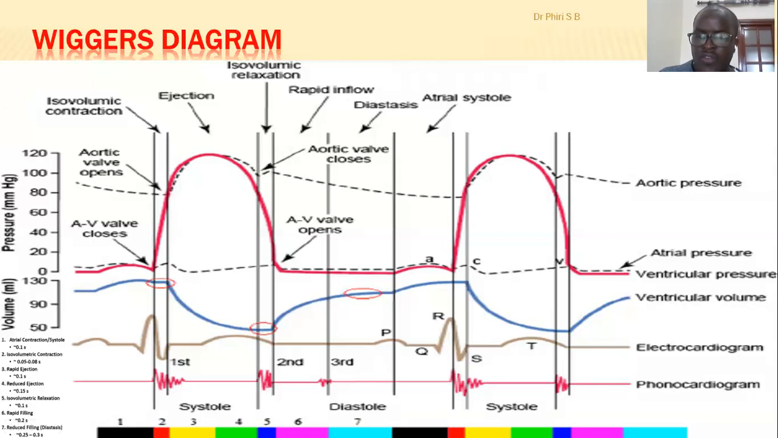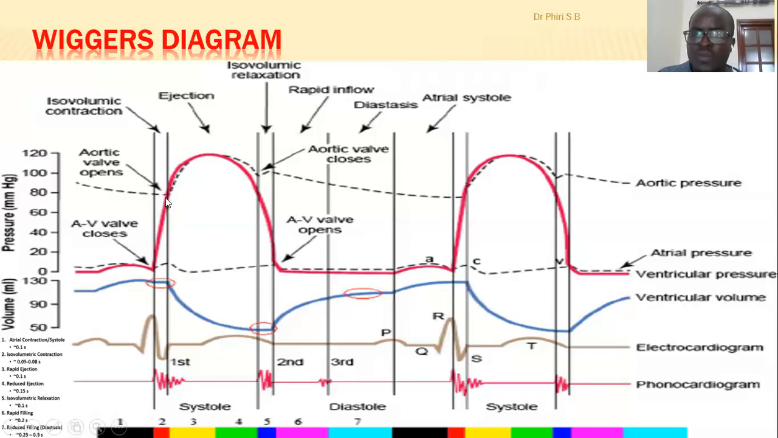On the phonocardiogram, you can see the first heart sound, which is a long, low-pitched sound. This is the lub sound. It will be followed by the dup later on. The lub sound is a result of the closure of the AV valves, due to the buildup of pressure in the ventricle. You can see the ventricular pressure here within the isovolumetric contraction. There's an increase in the ventricular pressure that causes the closing of the AV valves.